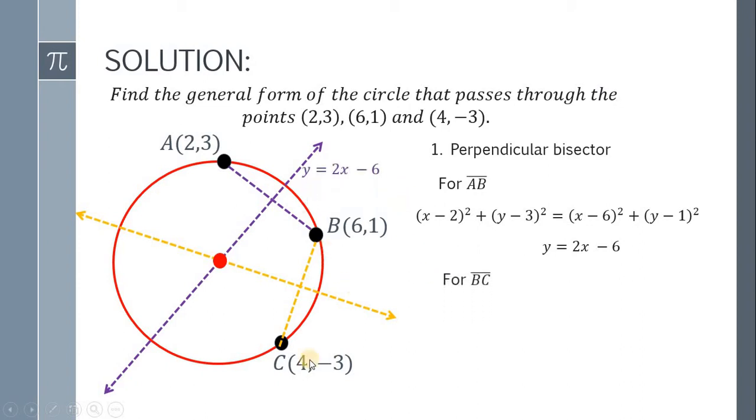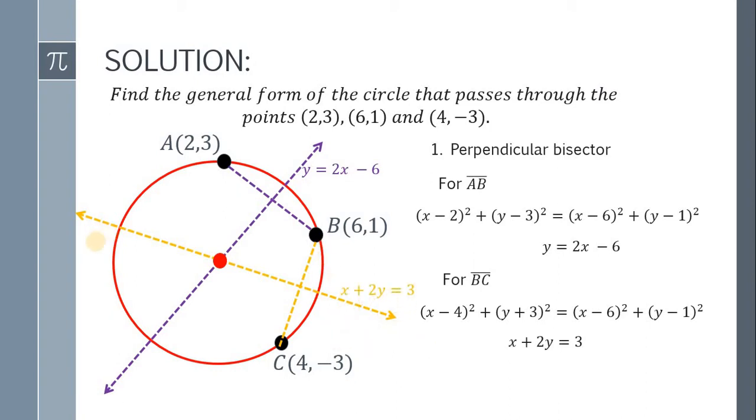Next, for chord BC, again, we will use the same method. So we have (x - 4)^2 + (y + 3)^2 is equal to (x - 6)^2 + (y - 1)^2. Simplify, we get x + 2y = 3. And this is the equation of the perpendicular bisector of chord BC.